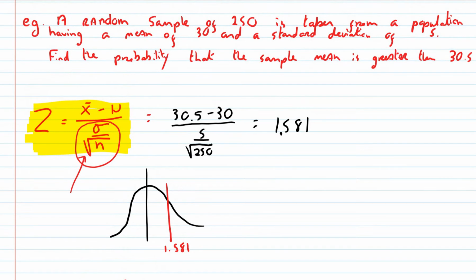So what we do, we put in our mean, we put in the actual mean, we put it over the error, and we get 1.581. We're looking for the probability that the mean is more than that. So it's to the right. Okay, so it's this way.